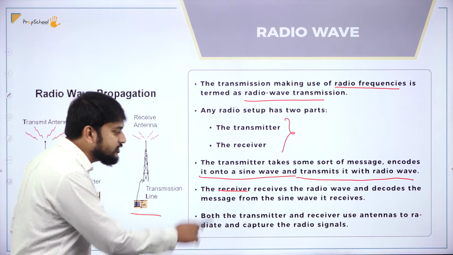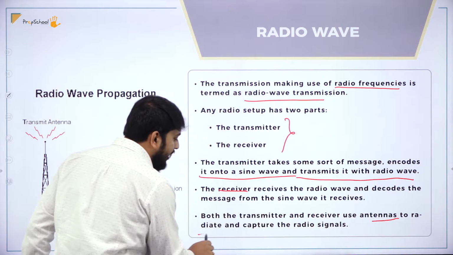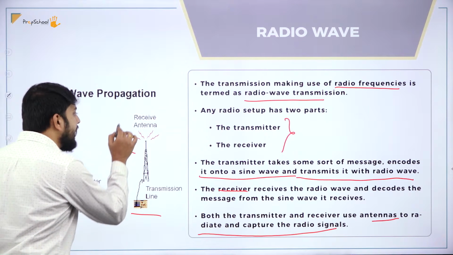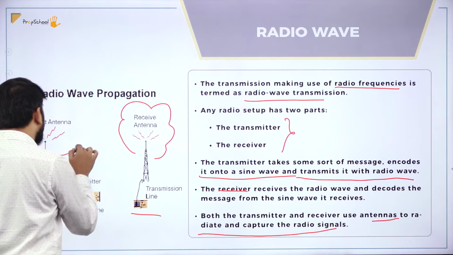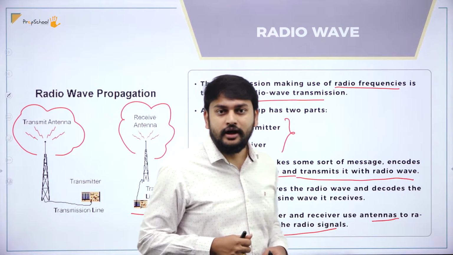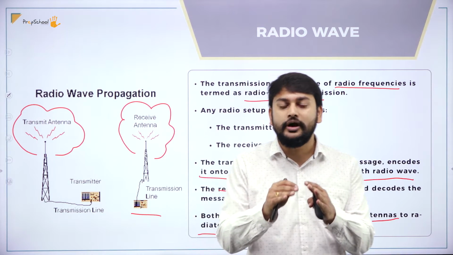Both the transmitter and receiver use antennas to radiate and capture the radio signals. Without antennas, we cannot perform the transmission and receiving of the data in the radio waves. That is a very important point.